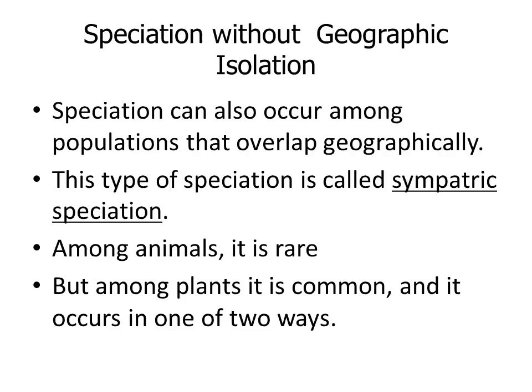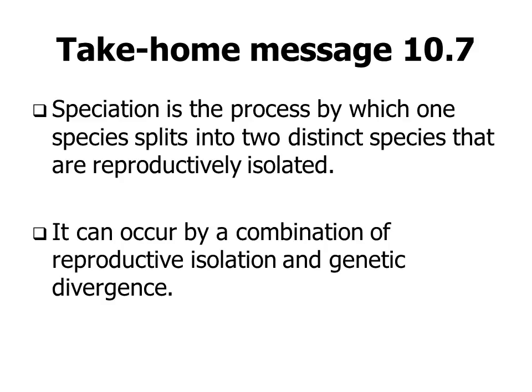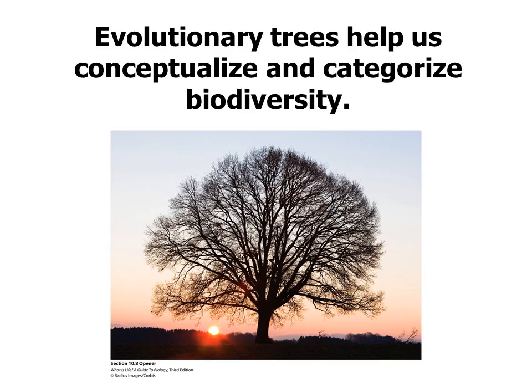And I'm not going to go into the specifics of how that happens in plants. But the take-home message here is speciation is a process by which one species splits into two. It can occur by a combination of reproductive isolation and genetic divergence. Know those two things.